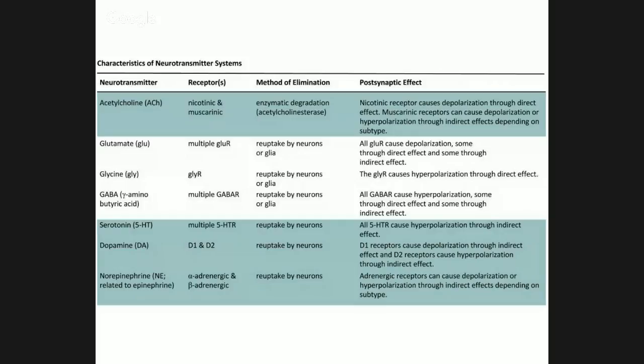Then we have GABA. Now, GABA is not like the other two amino acids here. It is an amino acid, but it's not actually the type of amino acid that's used to make proteins. And GABA is an abbreviation. It's an abbreviation for gamma amino butyric acid. Don't bother with the full name there. Don't ever use that. We always just call it GABA.